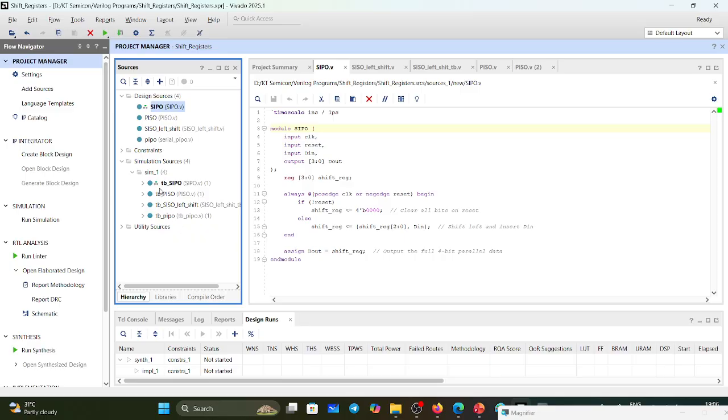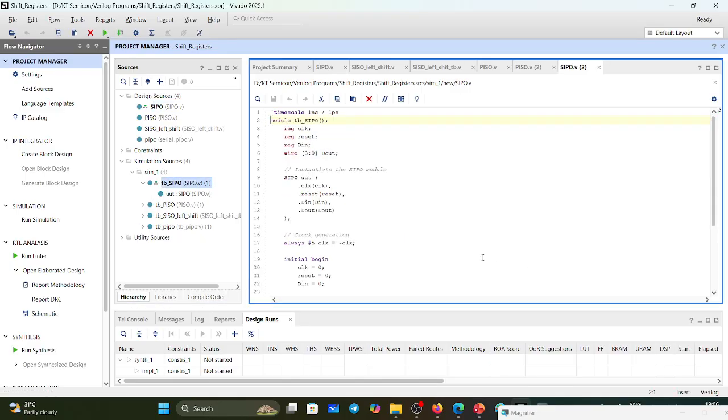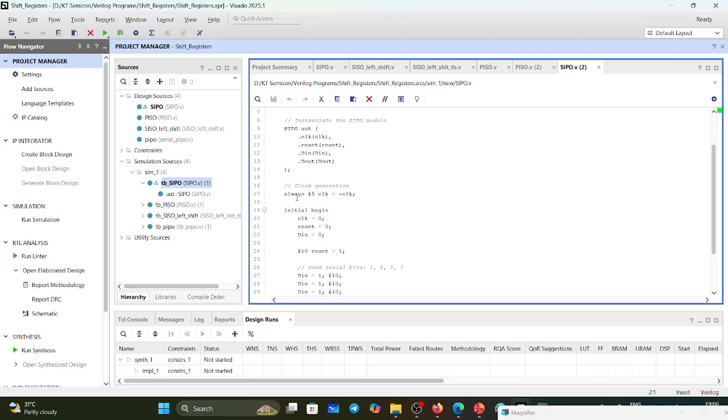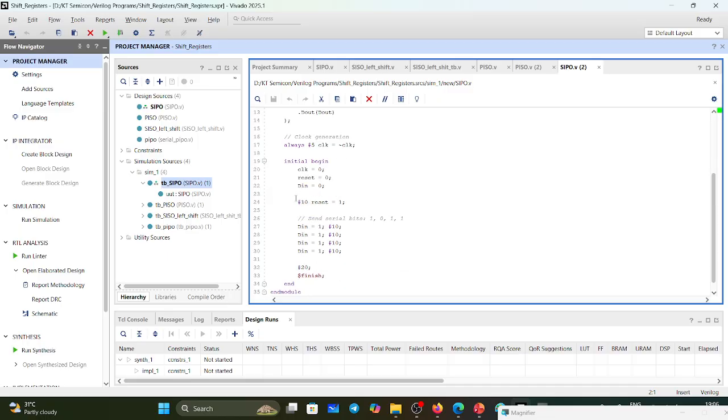And coming to the test bench for SIPO, we need to declare clock, reset, and d_in with reg data type, and d_out with wire data type [3:0]. Then connection by name. After that you need to generate the clock, #5. The process is the same. #5 clock equal to not of clock, and initialize the reg variables. After 10 time units you are deasserting the reset, and you are sending the values.